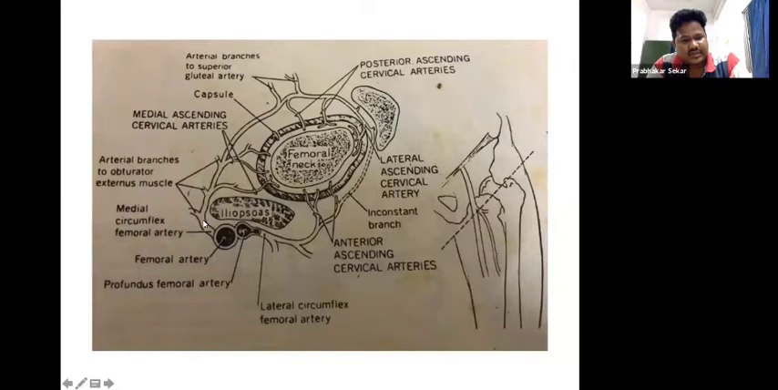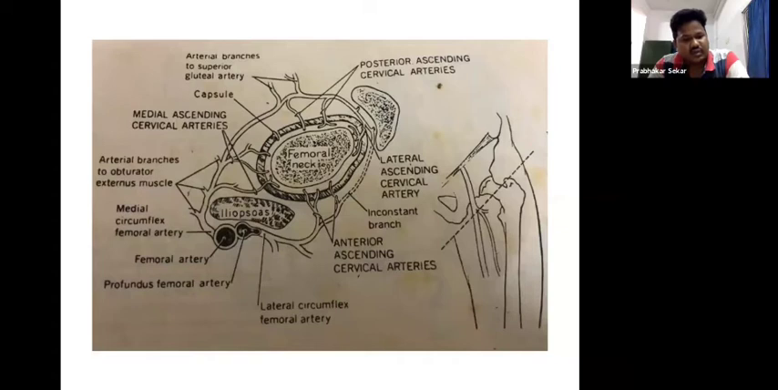And the medial circumflex femoral artery, as I have already told, passes between the iliopsoas and the pectineus. Then it supplies arterial branches to the obturator externus. So it goes posteriorly. Medial circumflex goes posteriorly, while the lateral circumflex goes anteriorly. Anterior aspect of the neck is covered by the lateral circumflex, and posterior aspect is covered by the medial circumflex.